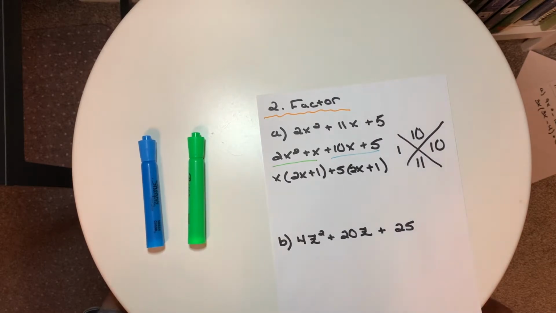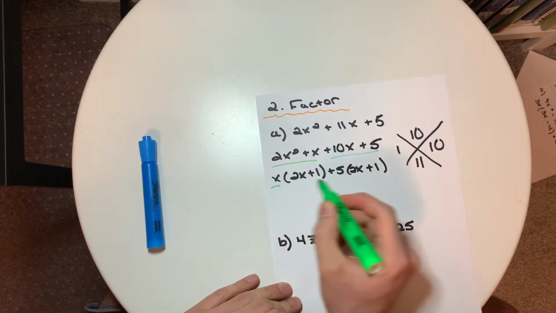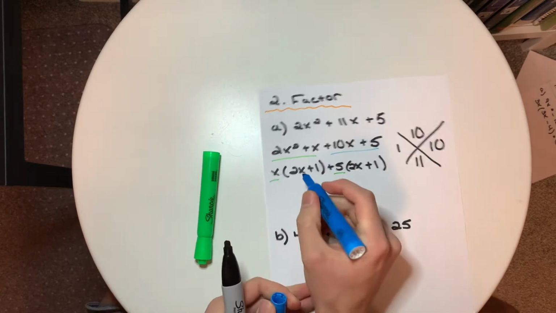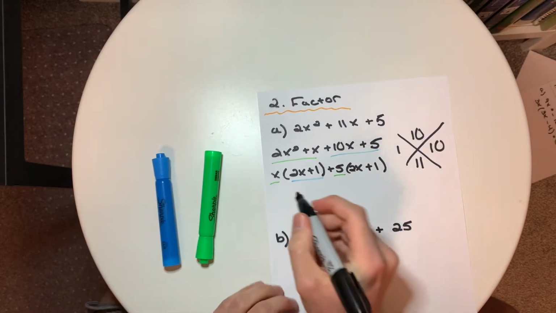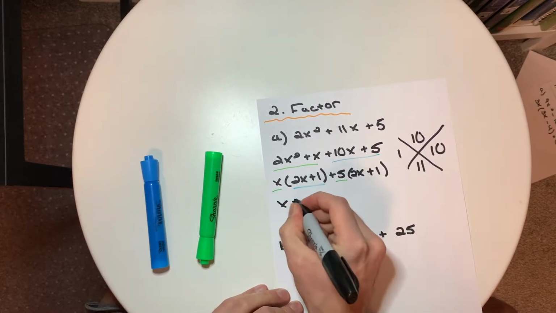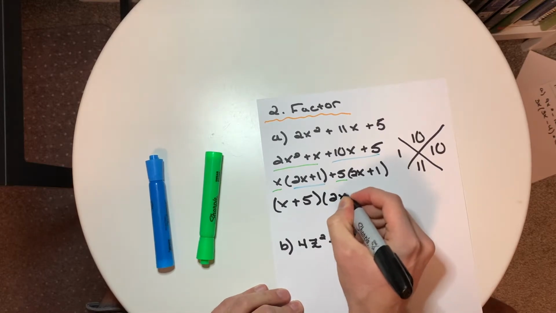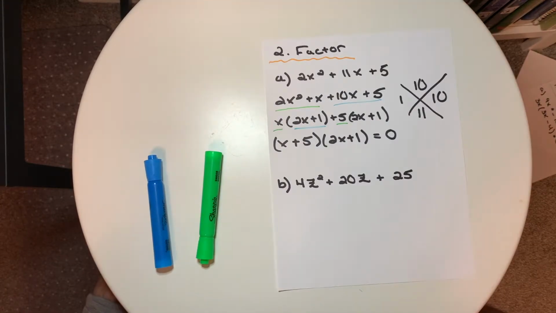Okay, that's looking good. We have the exact same thing in both brackets. Remember, we group these two together and then take one of these, and that becomes our factors. So we say that (x plus 5), all in brackets, times (2x plus 1) is equal to 0.